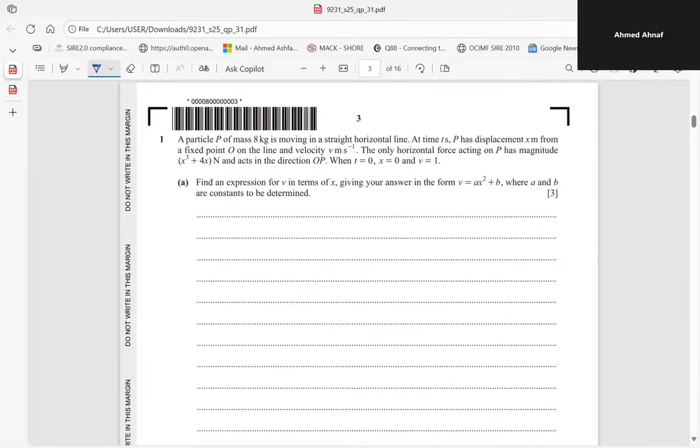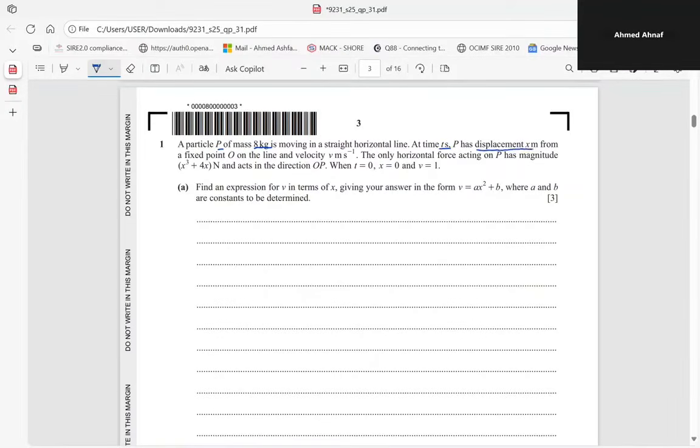Okay, so for the first question, we're told that the particle P of mass 8 kg is moving in a straight horizontal line, and at time t seconds P has displacement x from a fixed point O on the line and velocity v meters per second. The only horizontal force acting on P has magnitude x cubed plus 4x newtons, in the direction OP. So it is acting away from O, in the direction that P is moving. And we're also told that when t equals 0, x equals 0, and v equals 1.